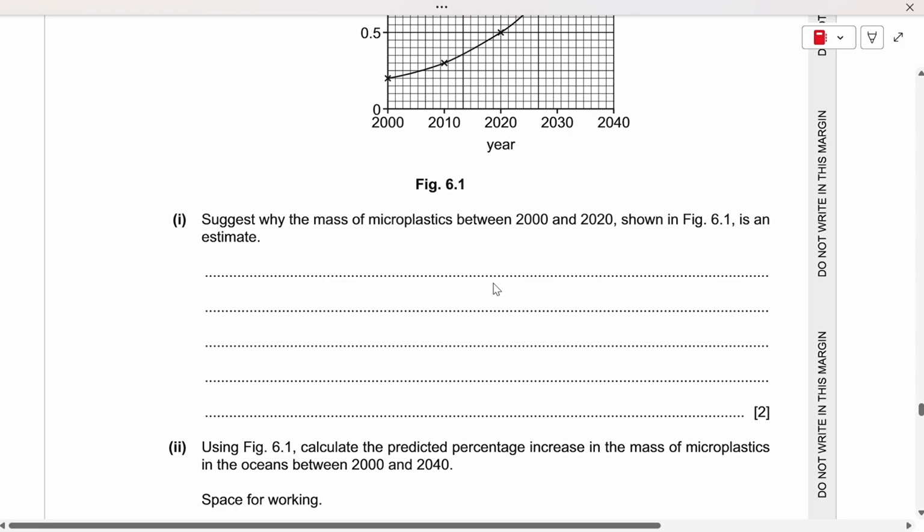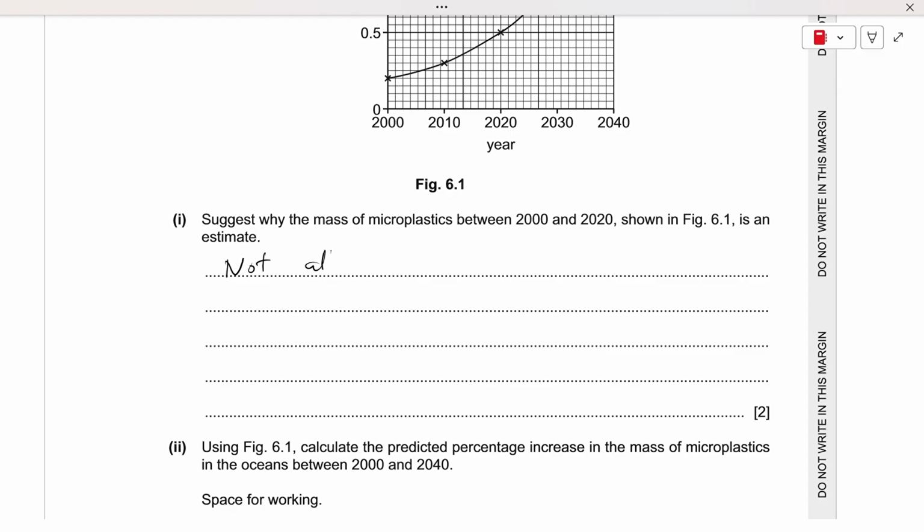Okay, so why is mass of microplastic assumed as an estimate? First of all, because not all microplastics are measured. That's the first thing. Not all microplastics are measured. All right, but from that, only samples were taken. Only samples were taken or described. So the mass that is measured is only for certain samples, which were described and measured. Okay.